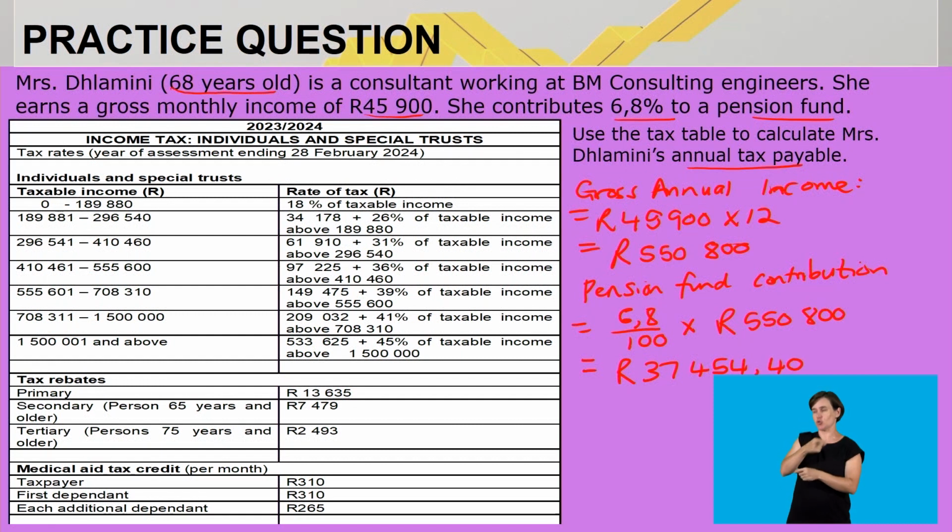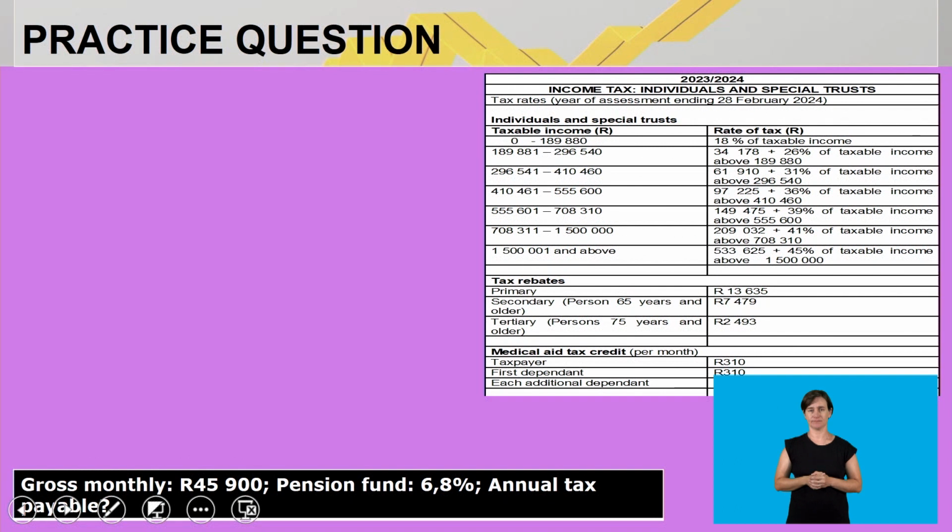Right, so there we have the two values that we need. We need our gross annual income, and then we need our pension fund contribution, which is non-taxable, and we have to deduct that. Okay, let's move on to our next slide. Let's start with our formula first to get our annual taxable income. Annual taxable income, that is the question at hand.